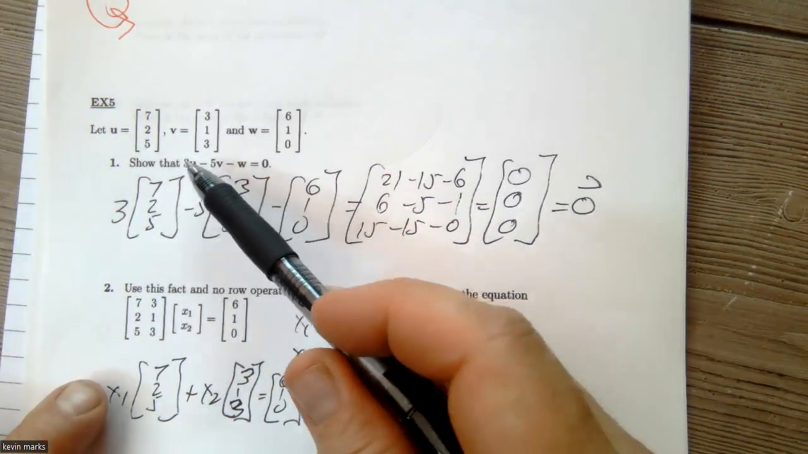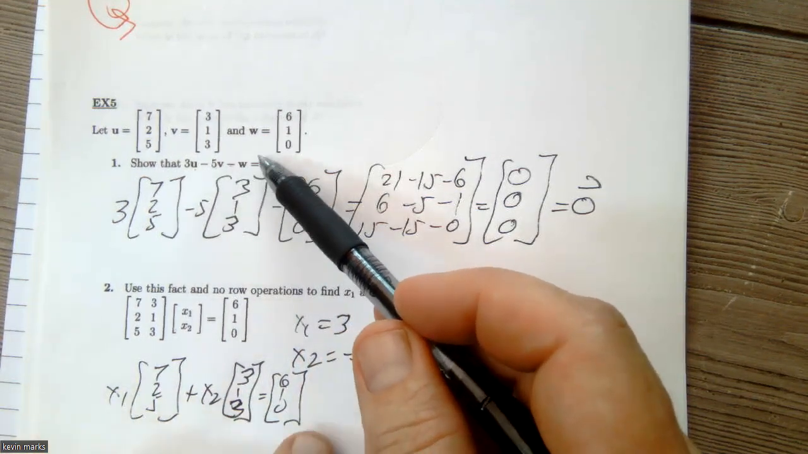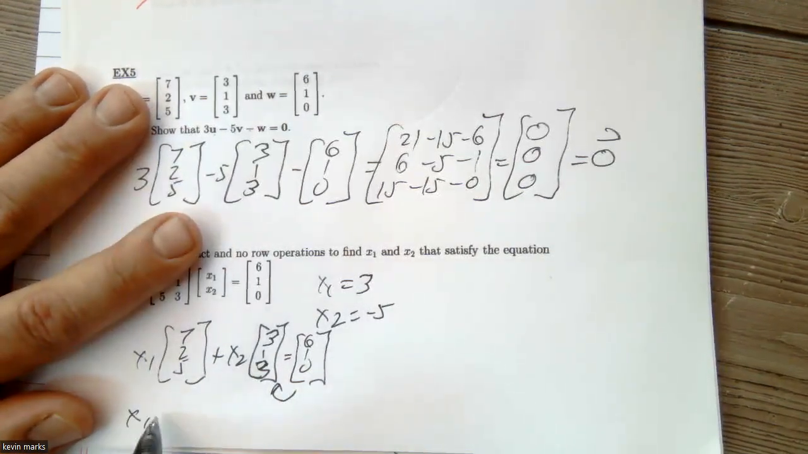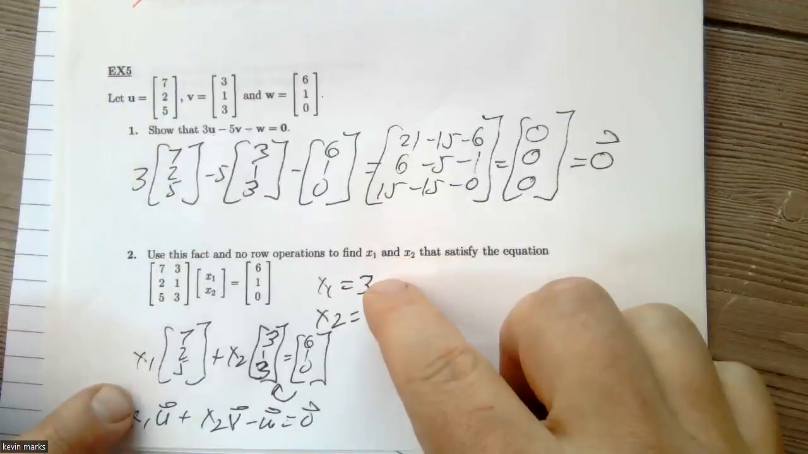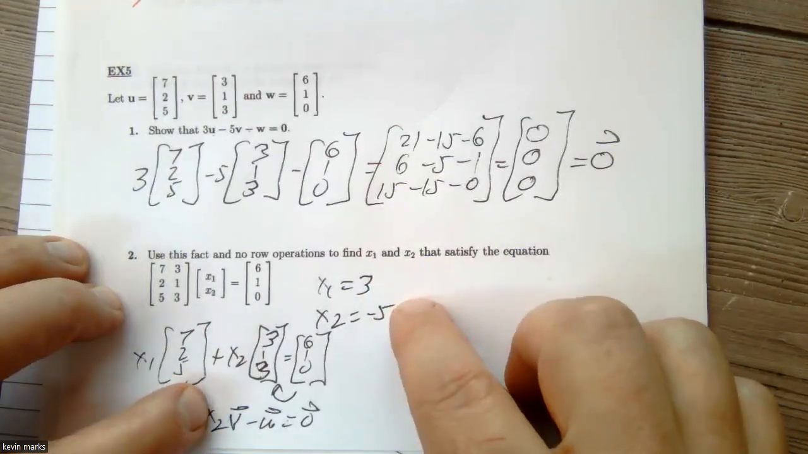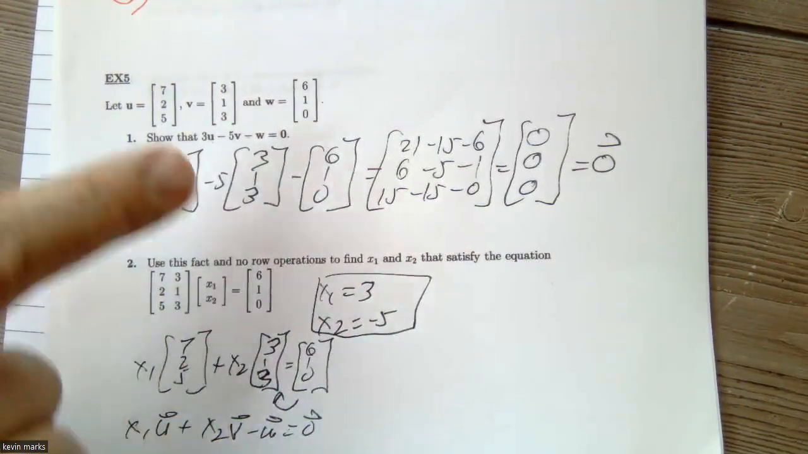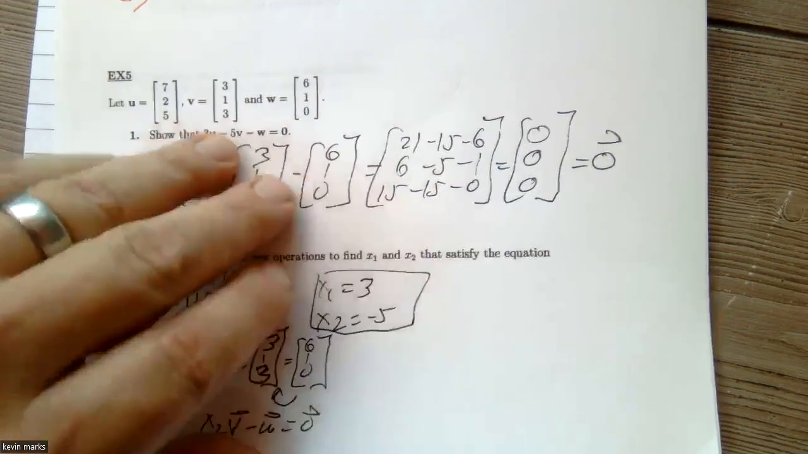You basically have that 3 of these minus 5 of these minus w would get you to 0. So I could move this over and think of this as x1 times u, x2 times v, minus w does indeed produce 0. What does that mean? x1 had to be 3 and x2 had to be -5. So it's kind of a weird question, but it's just realizing how you can interrelate back and forth between a vector and the matrix deal.